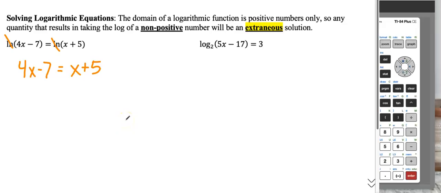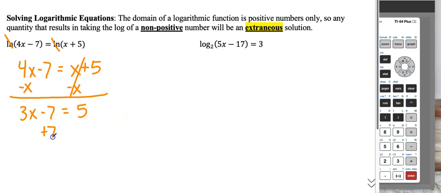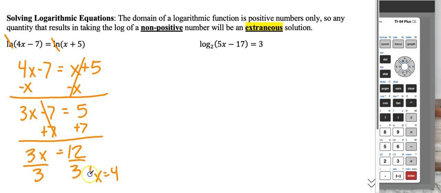There are 4 correct steps to start this off. I like to subtract the x's and move them to the left first, personal preference. 4x take away x is 3x, drop down negative 7, and then drop down your 5. I like to move my numbers to the right side, so I'm going to add 7 to both sides. 3x equals 12. Last step, divide by 3. So x is equal to 4.